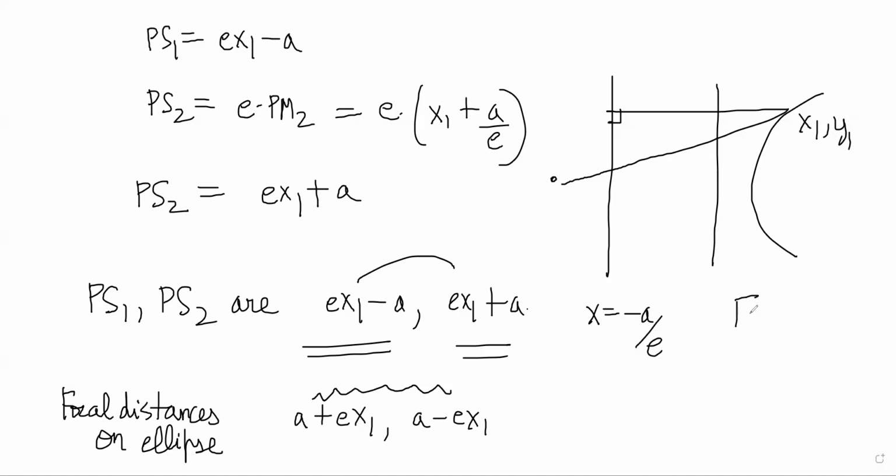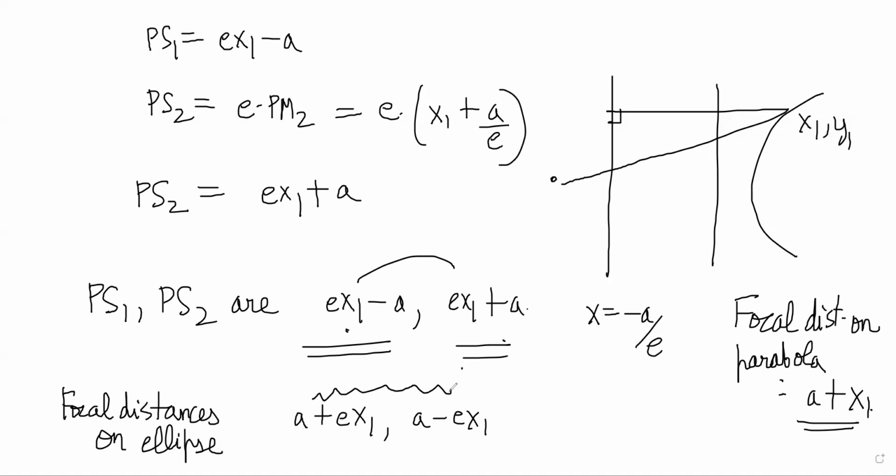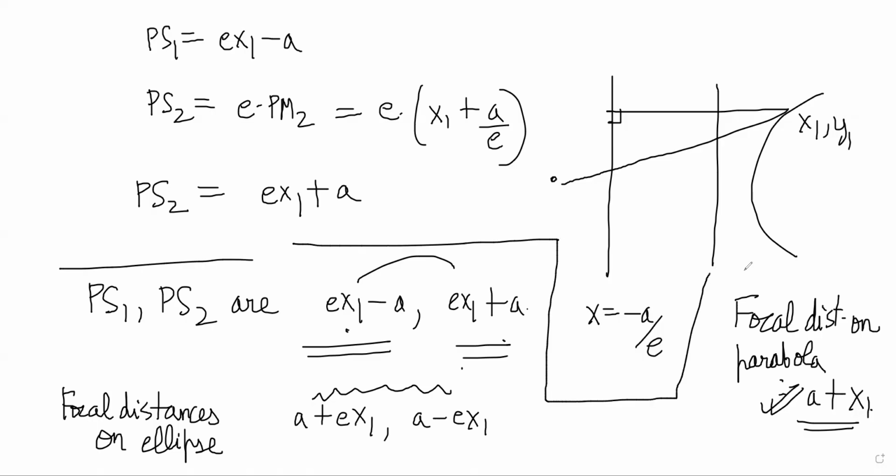Similarly, focal distance on a parabola was simply a plus x1. Because the eccentricity of a parabola is 1 and there are no two foci, there is only a single focus in a parabola. So there will be no two separate distances. There will be a single a plus x1 as the focal distance of point x1, y1 on a parabola. So these focal distances, all of these three need to be known, because many times you can solve problems directly if you do that.